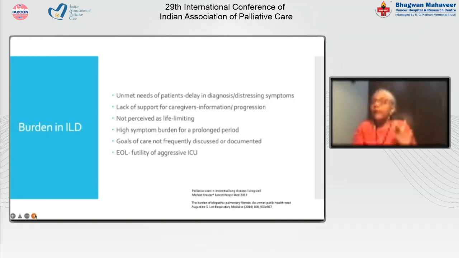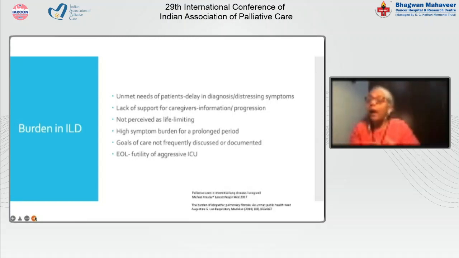Unfortunately, as all of you will agree with me, non-cancer conditions are not perceived as life-limiting. When you give a diagnosis of cancer, immediately the patient starts thinking of how much time he has. Non-cancer diagnosis is not perceived as life-limiting, and plus the pulmonologists who have seen so many patients of interstitial lung disease do not share this responsibility of foreseeing and foretelling the trajectory of the illness. Hence, patients end up suffering a very high symptom burden for a prolonged period of time with very poor quality of life. And since goals of care are not discussed and documented, end of life becomes a challenge, where the futility of aggressive intensive care in such patients with fibrotic lungs is extremely high.